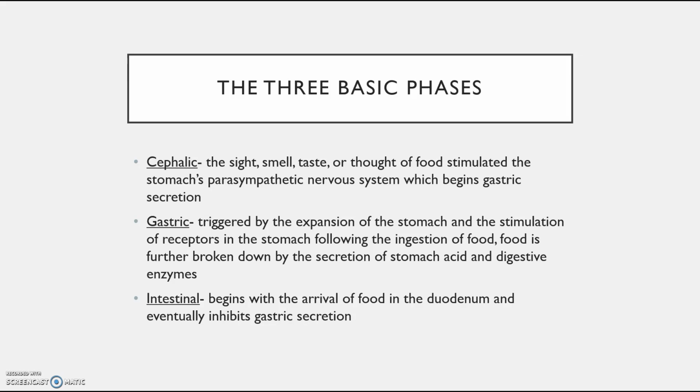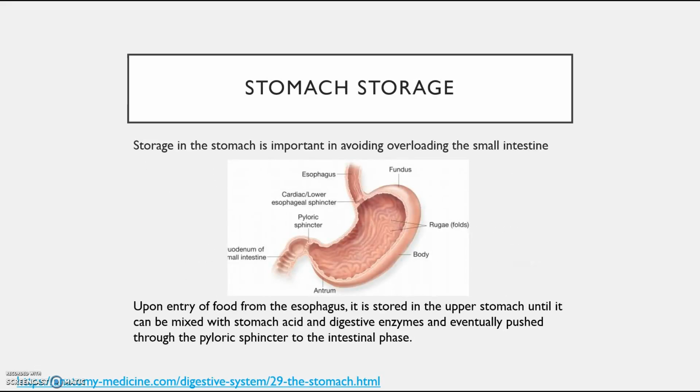And then once the enzymes, the acid, and the food are all mixed together and digested, it is deemed chyme. The passing of chyme from the stomach through the pyloric sphincter into the intestine begins the intestinal phase, which is the beginning of nutrient absorption and then eventually the passing of food in the small intestine.